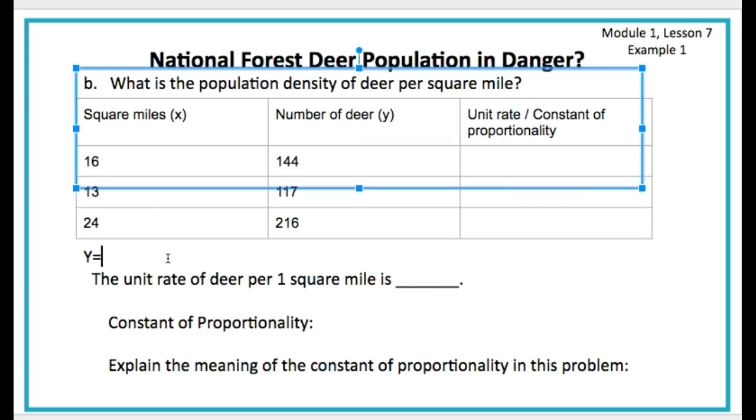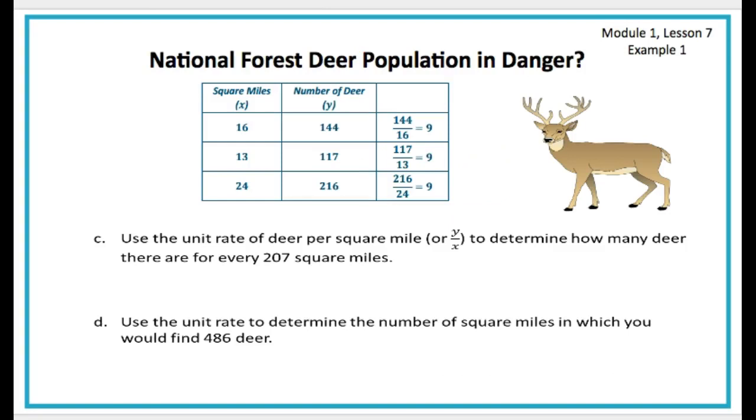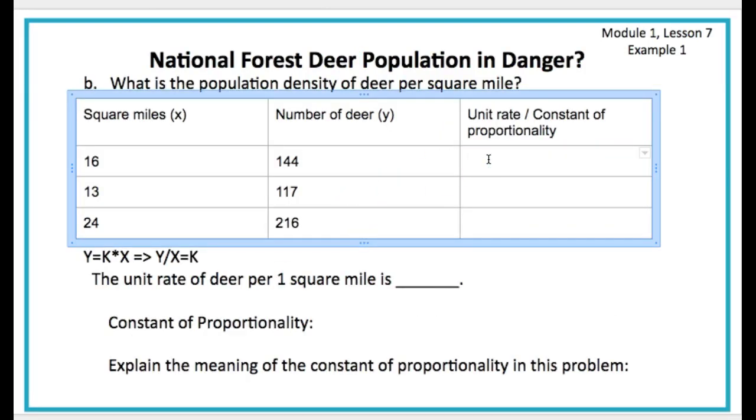So if you remember back to a previous lesson about constant of proportionality, we talked about this equation, y equals k times x. So if we were looking for a constant of proportionality, we would find that y divided by x equals k. So to do this problem, we would take 144 divided by 16, which equals 9. 117 divided by 13 also equals 9. And 216 divided by 24 also gives us 9.